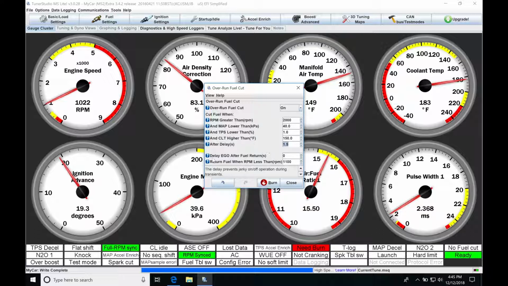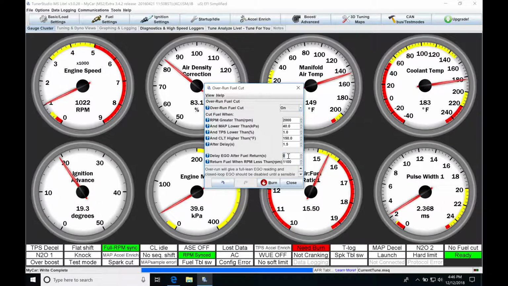We're also going to be seeing delay EGO after fuel return. Now if we're using our closed loop fuel correction, which we're going to look at in some future videos, this is how long we're going to wait until we allow the actual fuel correction to start going again. Once we lift our foot off the throttle, it's going to shut off the injector. What you're going to see on your wideband is that it's going to show full lean. Now we want to wait at least 1 to 1.5 seconds for the closed loop control to turn back on and start trimming again.